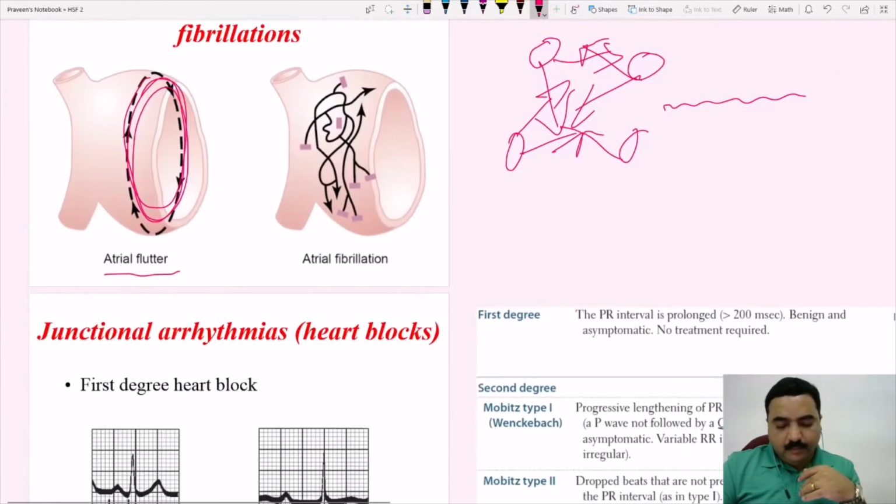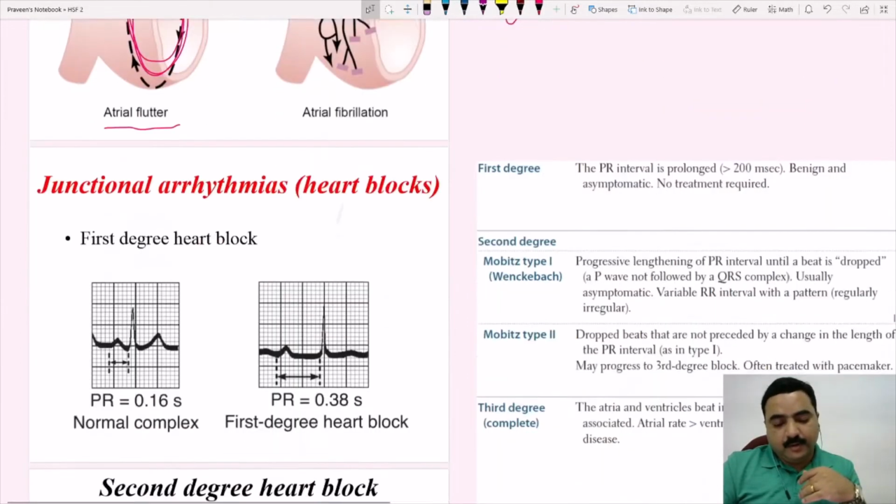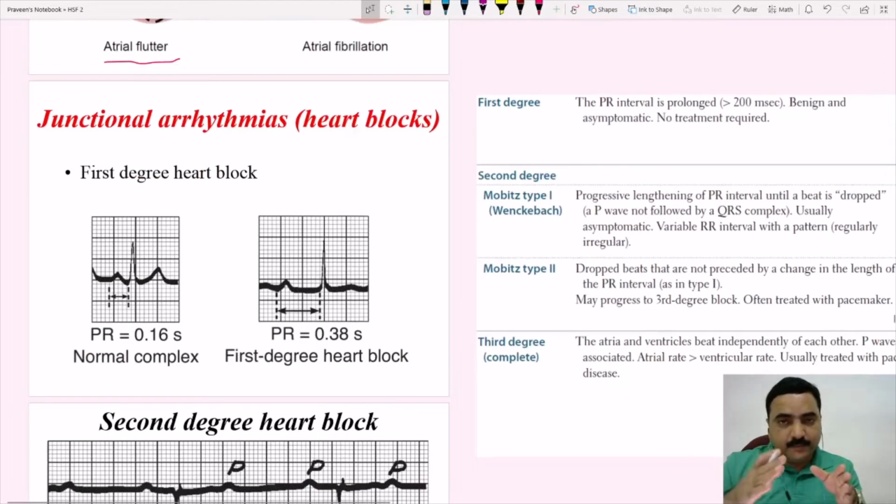So now going to the AV node. We have finished with the SA nodal problems and with the atria. Now we have to finish with AV nodal problems and the ventricular problems. The AV node has two kinds of problems: either you can get AV nodal bradyarrhythmias, or you can get AV nodal tachyarrhythmias. So first let us start with the AV nodal brady.